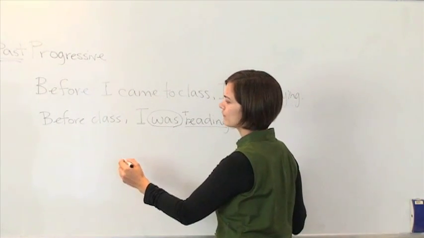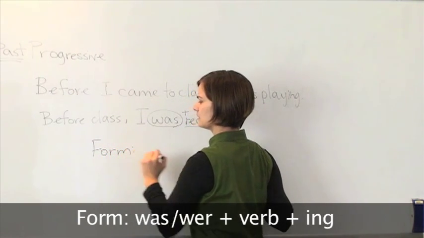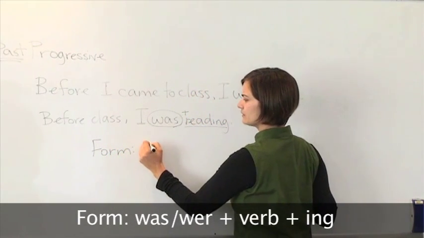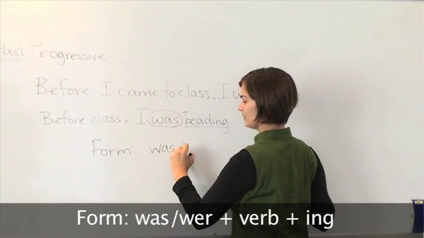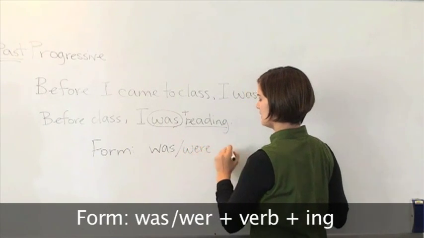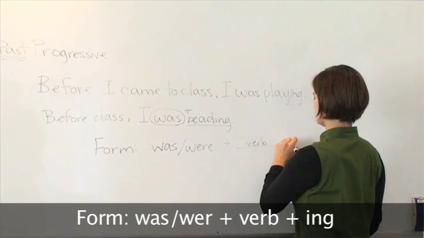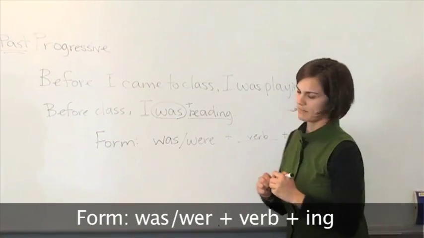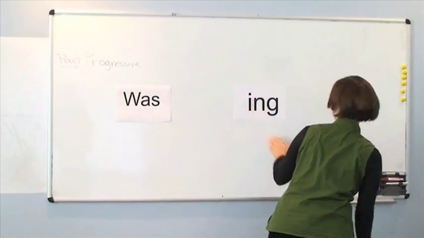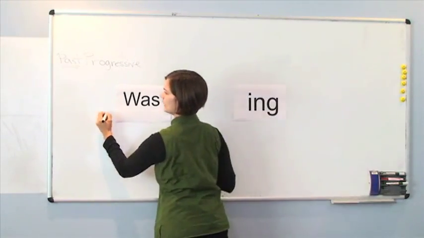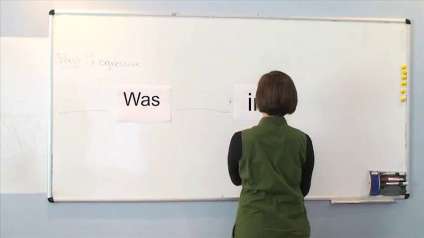So I'm going to show you the form of the past progressive is this. So the past form of the verb to be, which is was or were, very good, Dima, plus the verb plus ing. Okay, so I'm actually going to put that up on the board. Let's practice this. Here we go. So we'll have our subject here. Was, there's our verb, plus ing.